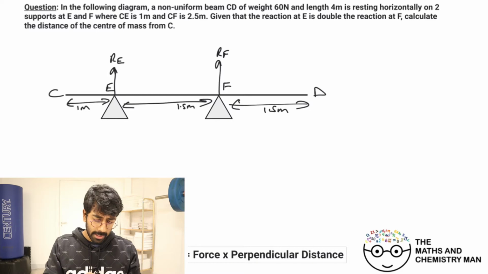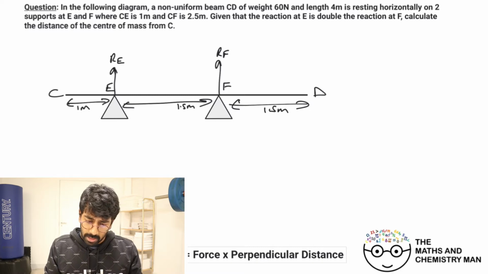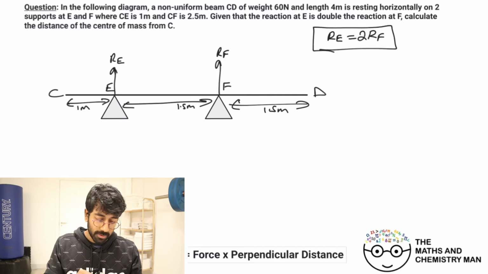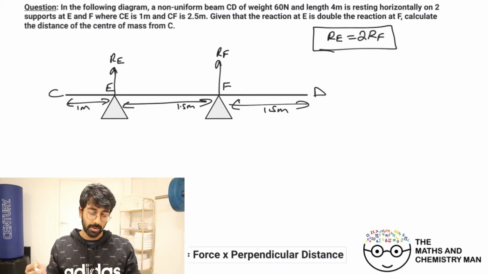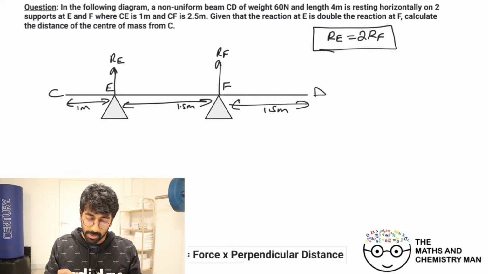Okay, this looks good. Now, we're also told that the reaction at E is double the reaction at F. So let's write that out. Reaction at E is equal to double the reaction at F. So here we've got to calculate the distance of the center of mass from C. Okay, so center of mass, again, we don't know where it is, right? So let's just put it somewhere. Where are we going to put it? Well, because the reaction at E is double the one at F, I think it's going to be quite close to E. So I'm just going to say it's over here.